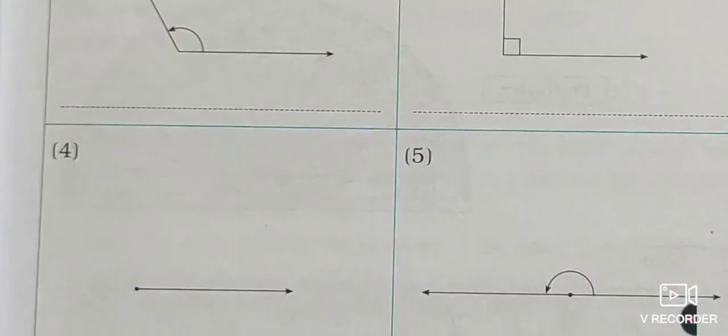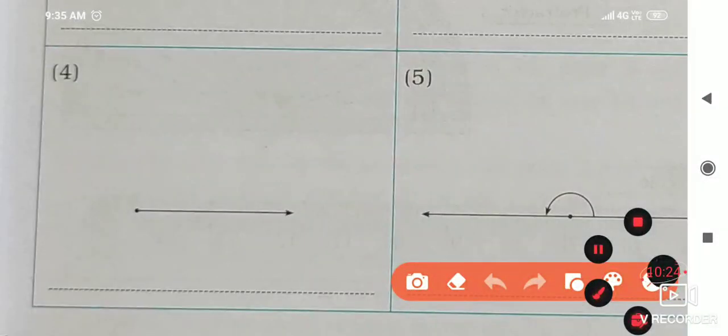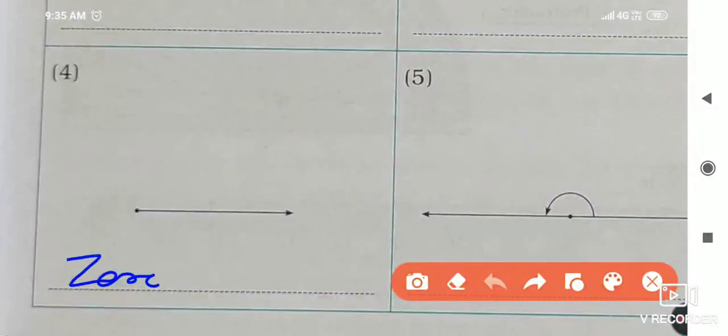Now the next, the fourth angle. If you see here, this is which angle? If the line is given, it is not a complete angle or 360, but a line is given. So it is the starting of an angle, and this angle is called a zero angle. This angle is a zero angle, right?